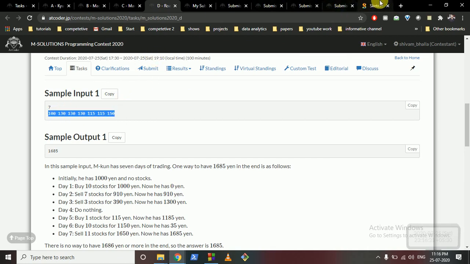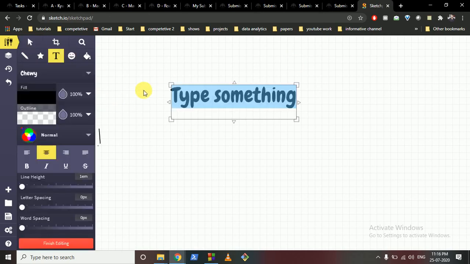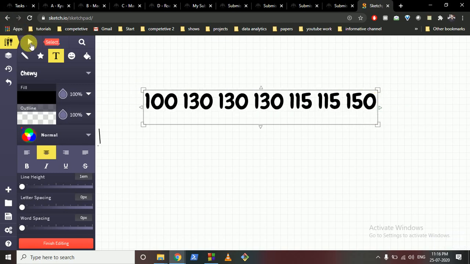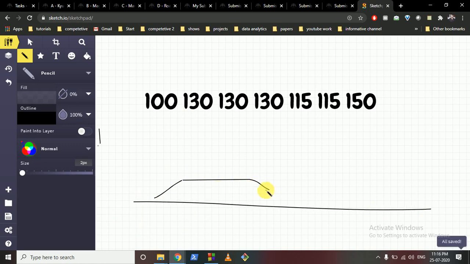For all such types of questions, try to draw some valleys and hills, because that's a simple way to see this type of question. Okay, so this is 100, let's assume. It increases to 130. Then it stays constant at 130. Then it decreases, but not till 100. This is 100. So it gets to something like 115. Then it stays 115 again, and then it shoots up to 150. So that's the whole thing.